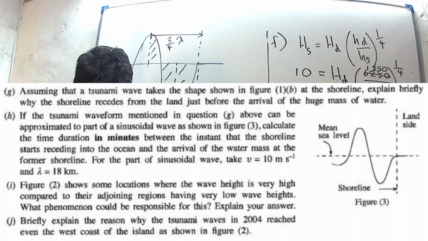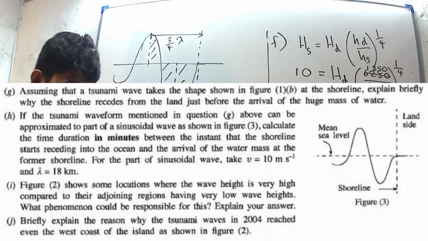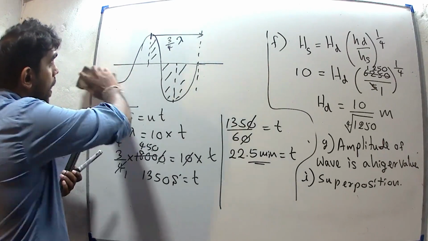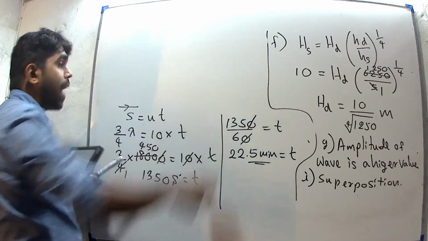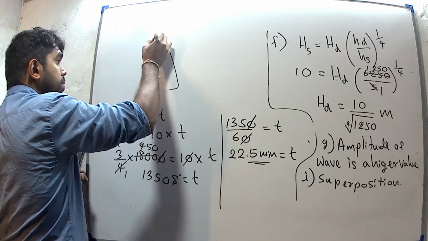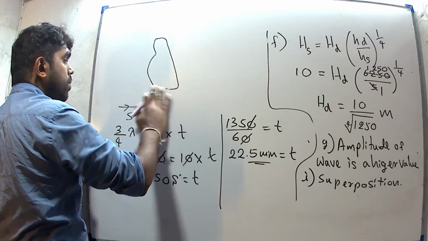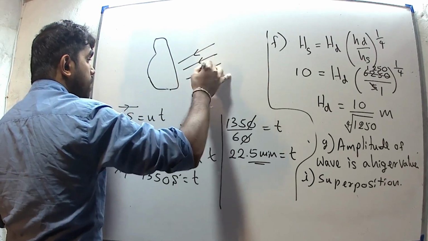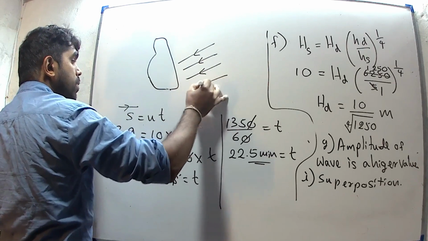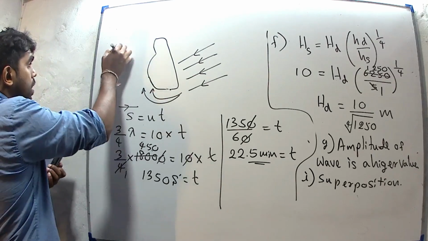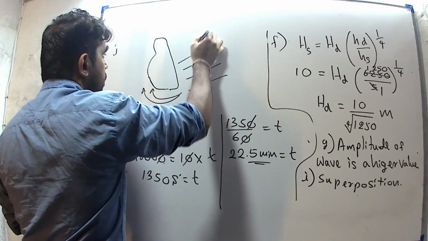In part J, briefly explain the reason why tsunami waves in 2004 reached over the west coast of the island, shown in figure 2. The reason for it is diffraction. We know that when a barrier is met, the wave will change its path like this. Then we can write the answer for part J, diffraction.